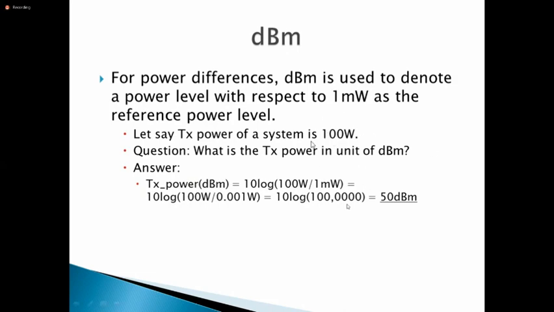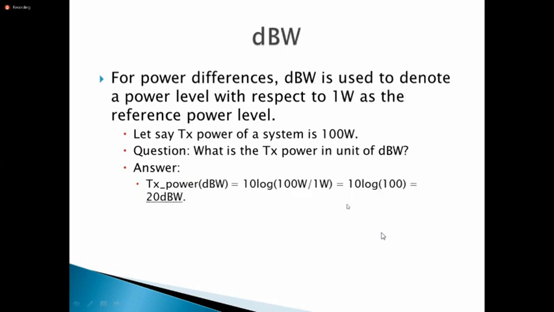So it is enough to be given just the transmitted power, because we know P2 is always 1 milliwatt, right? So if the transmitted power is 100 watts, then what is the power in dBm? What is the difference in power in dBm? This is how you calculate it. Transmitted power in dBm is 10 log 100 watts divided by 1 milliwatt. We already know this, right? So you get 50 dBm. 50 dBm. Okay?